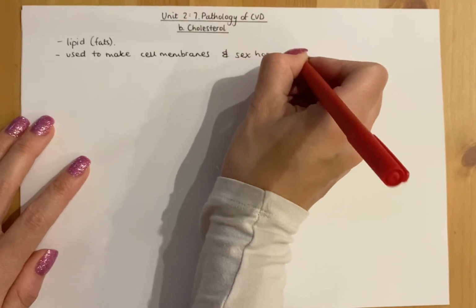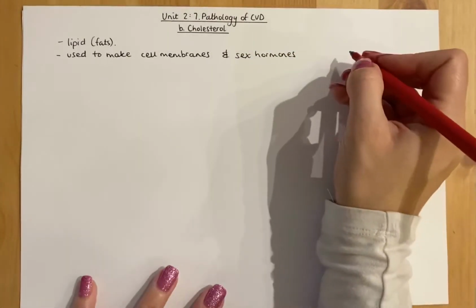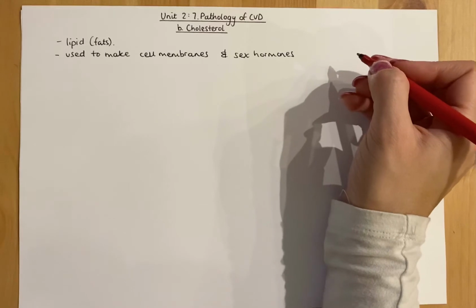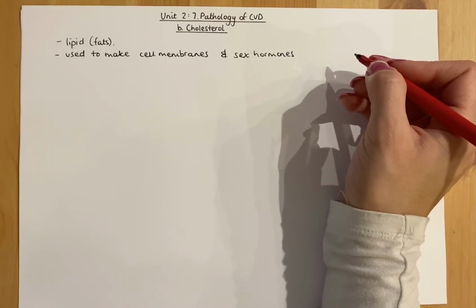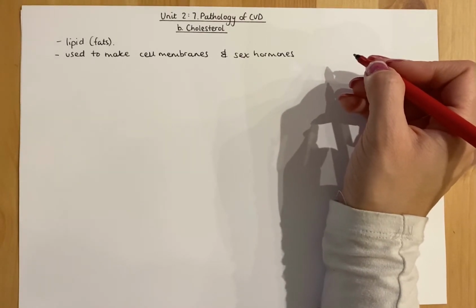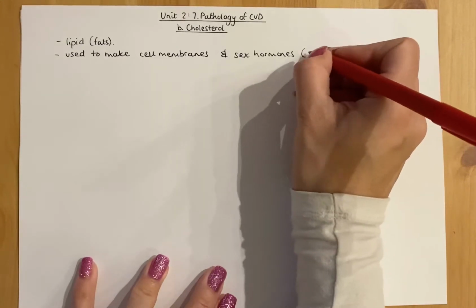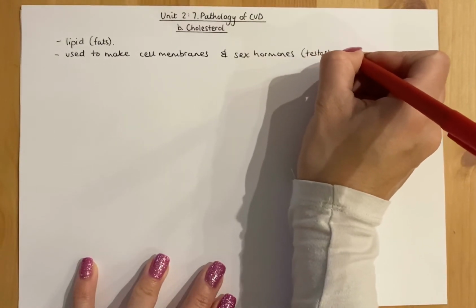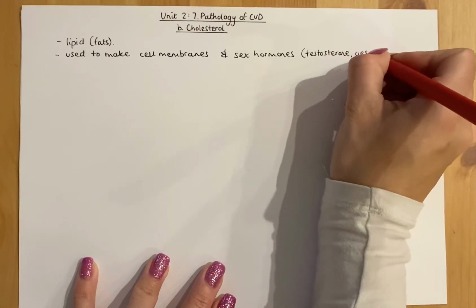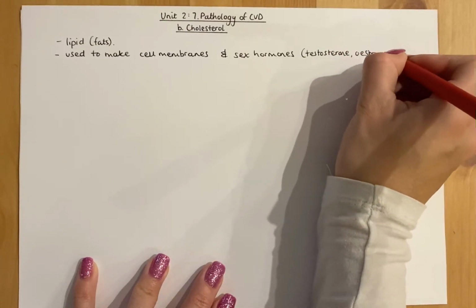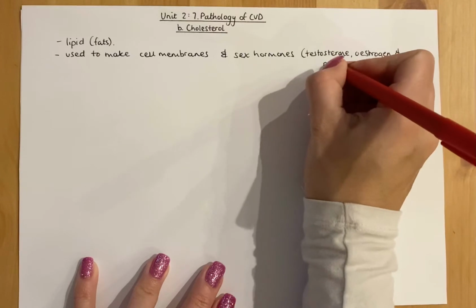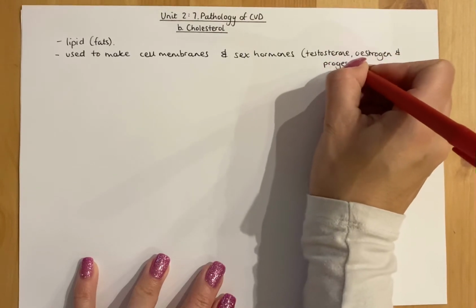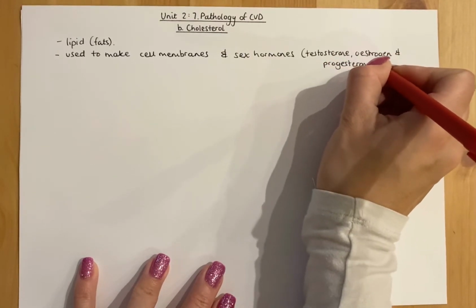Now these sex hormones are the ones that are released by the sex organs, so for example the ovaries or the testes. So these hormones would be your testosterone, and then estrogen and progesterone. So not the ones produced by the pituitary gland, okay, so the sex hormones produced by the sex organs.